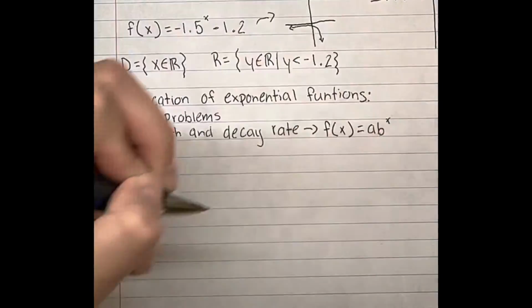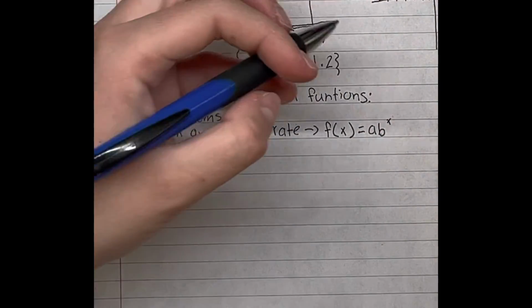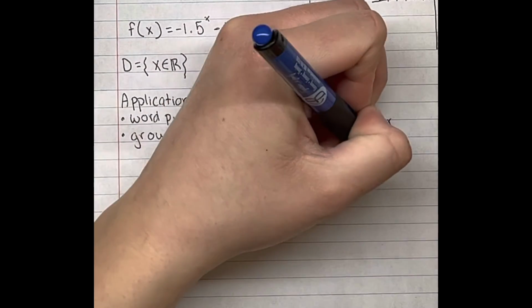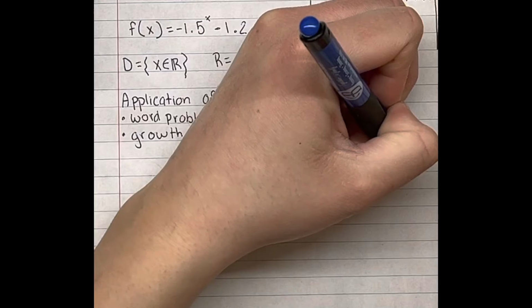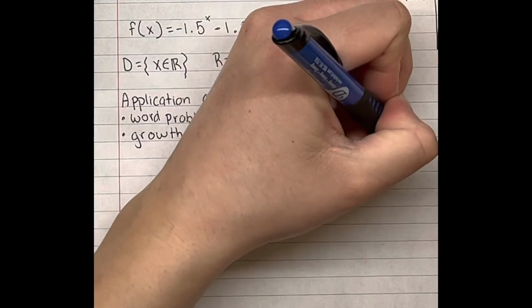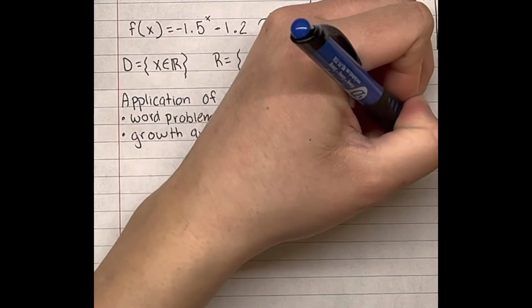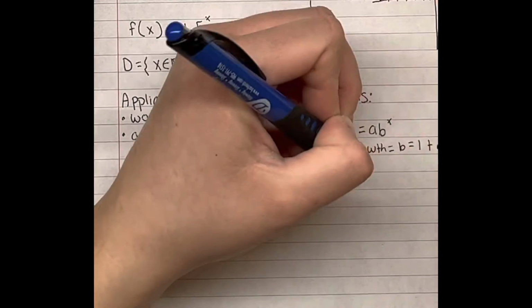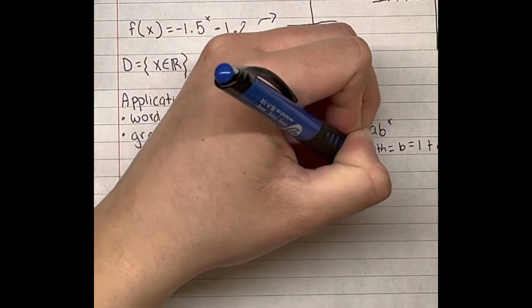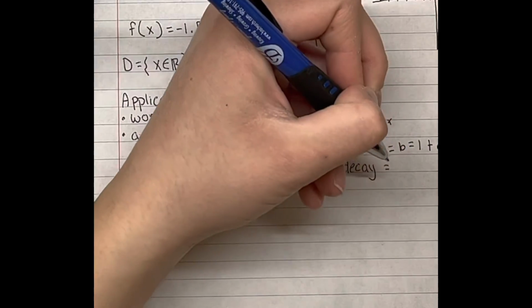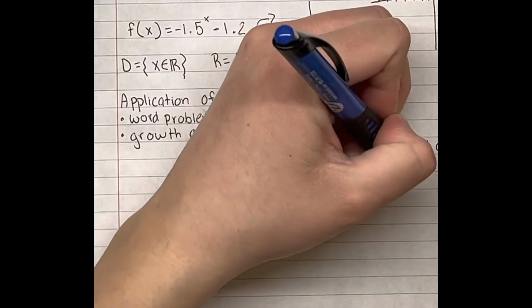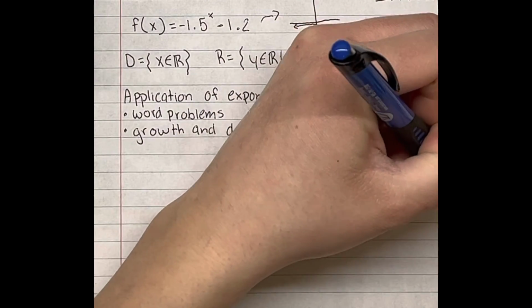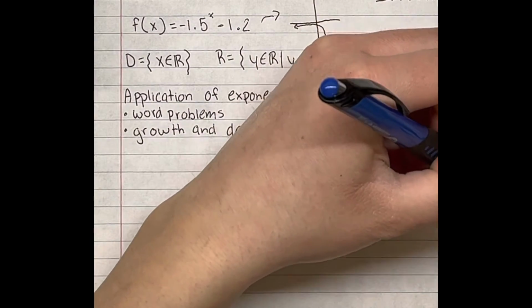So now we're going to be doing 2 word problems for application of exponential functions. And sorry, my hand is covering here. I'm left-handed. So the formula we're using is f of x equals ab to the power of x, and a is the initial amount, and then here I just wrote that b is equal to 1 plus the growth rate, and then for decay, it's b is equal to 1 minus the decay rate.